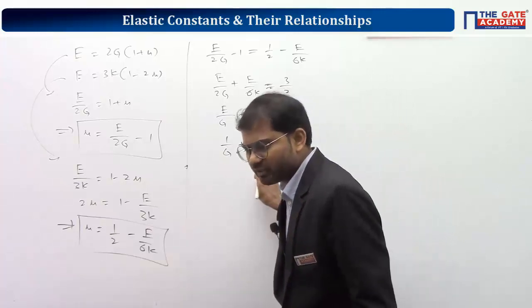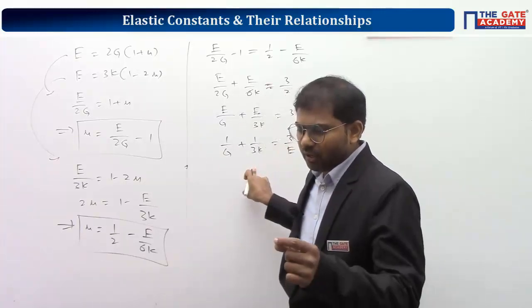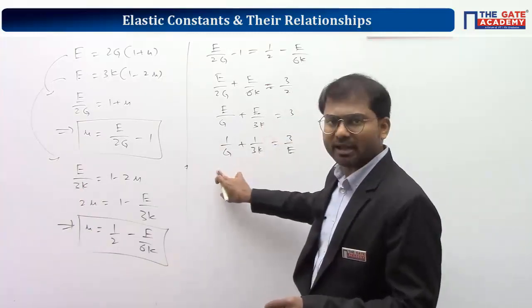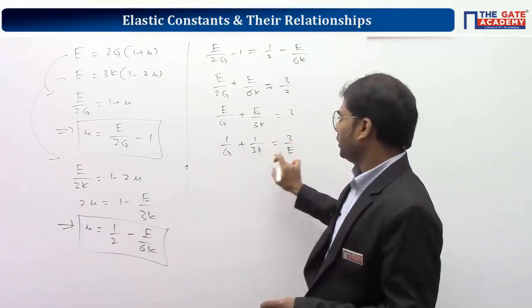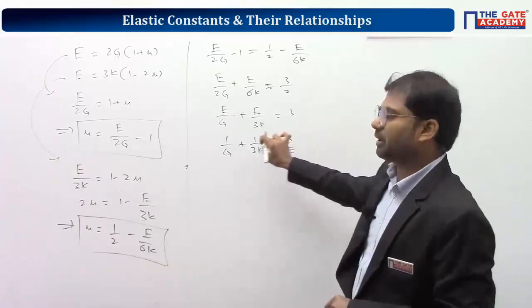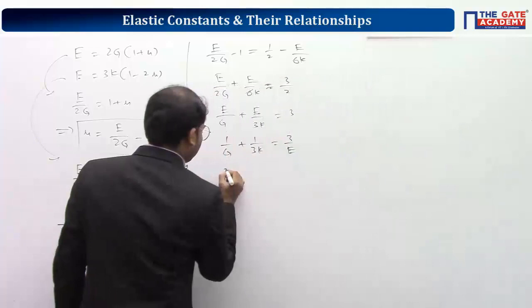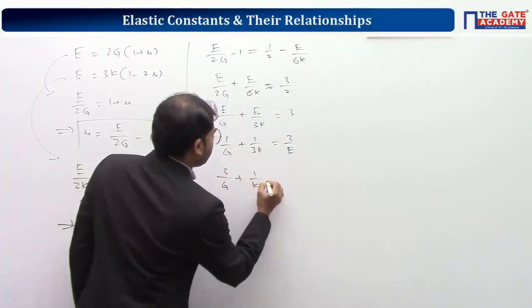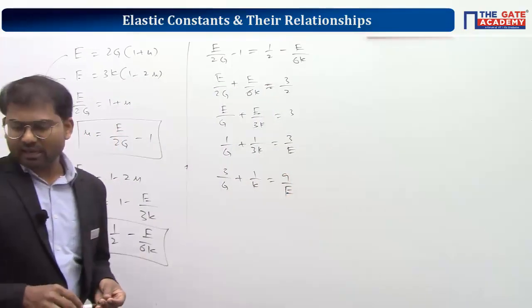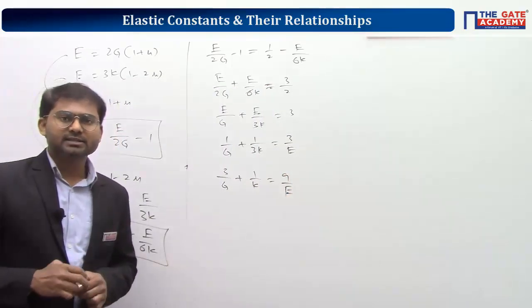So it is not matching with any of the options. If you check with 1 by E also, it does not match. So let's check with 9 by E. To get 9 by E, we should multiply by 3 on both sides. So this will become 3 by G plus 1 by K is equal to 9 by E. So that is matching with the last option. So the correct answer is D here.